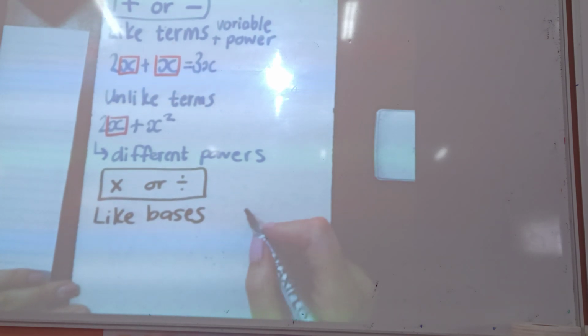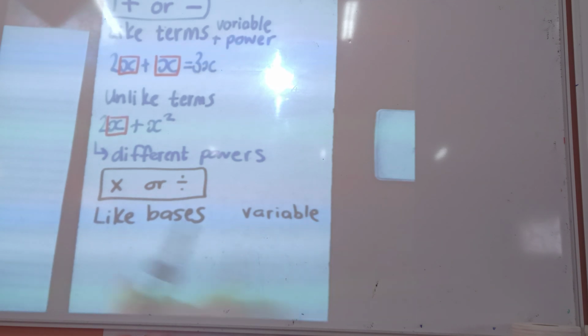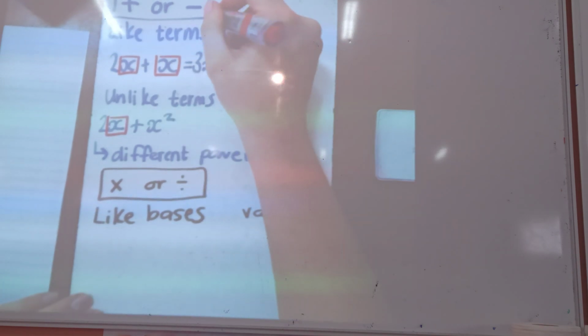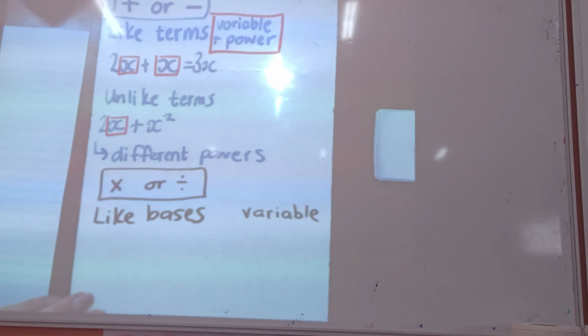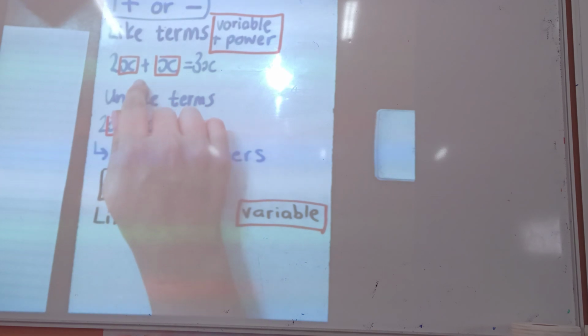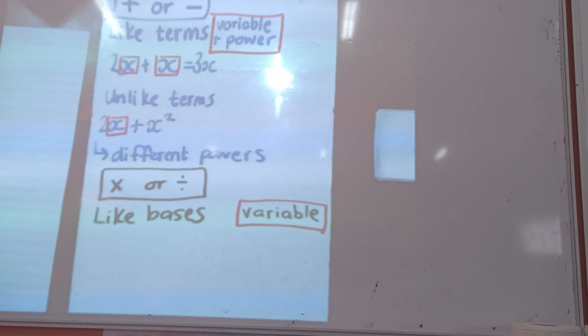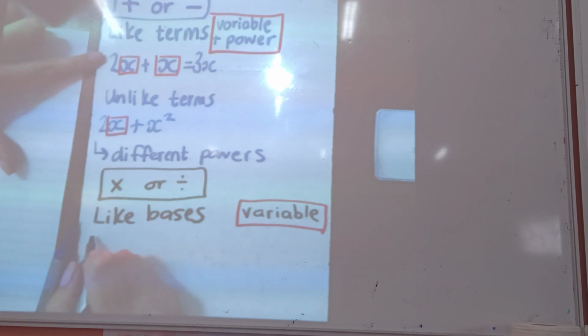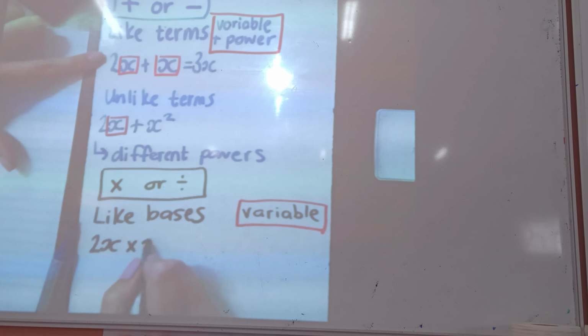Like bases is just the variable. Over here we wanted the variable and the power to be the same. But here we just want the variable to be the same. So I'm going to use exactly the same here, but instead of adding, I'm going to multiply. So what does that mean? Instead of saying 2x plus x, I'm going to say 2x times x.